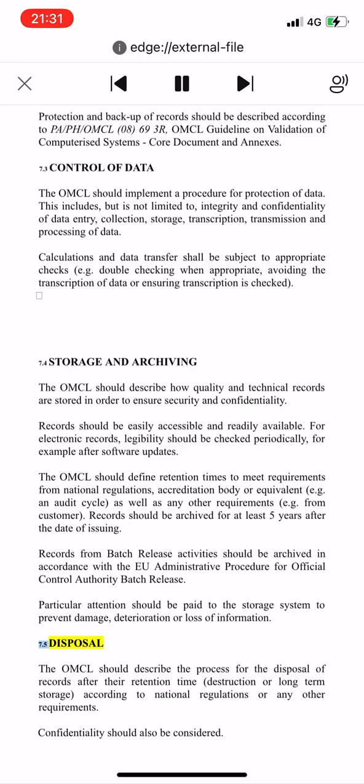7.5 Disposal. The OMCL should describe the process for the disposal of records after their retention time, destruction, or long-term storage, according to national regulations or any other requirements. Confidentiality should also be considered.